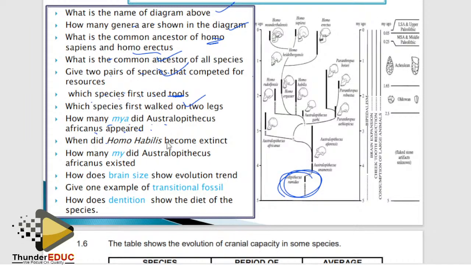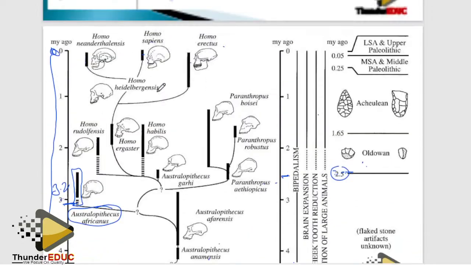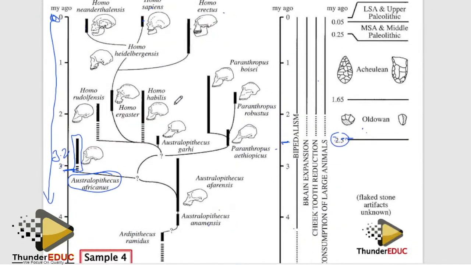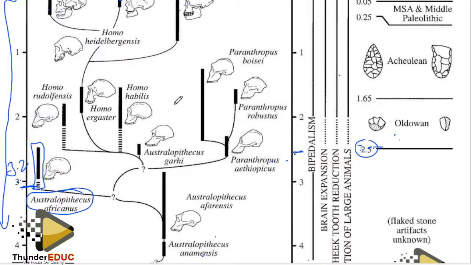when did Homo habilis become extinct? Now you look at where it got extinct. Homo habilis, where is Homo habilis? Homo habilis is here. When did it get extinct? So you draw a line touching here, and then maybe it is 1.6, because 1.5 is around there. Maybe it's 1.6 there. You understand? That's when it got extinct.